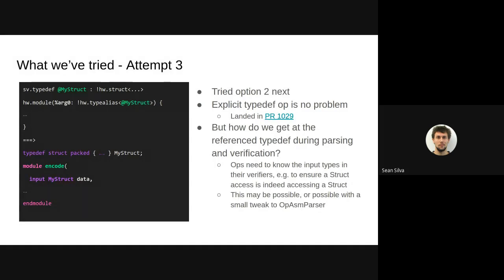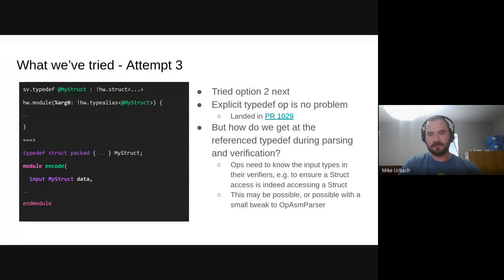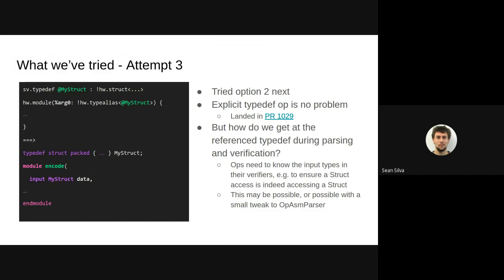In my case, it's not really a type alias situation. It's just a reference to a declaration, effectively, of what fields the type has, which I model as an op. But yeah, it's the same problem. I have a type that wants to reference something somewhere else in the IR.